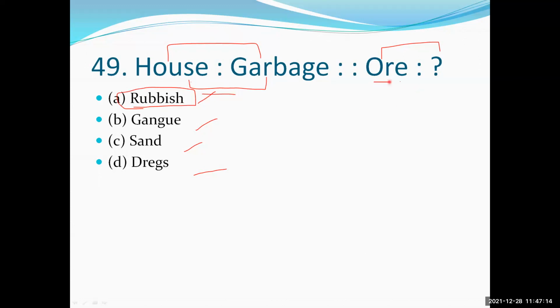So ore is a kind of mineral that people extract from ore. So after extracting all minerals, whatever the leftover, remaining part is there, that's called gangue. So therefore option B is answer here. Okay, sand, we all know that sand is useful. Dregs is of chemicals. If something is in liquid or chemical and something is left at the bottom of the chemical bottle, that is called dregs. But here we are talking about ore, so for ore it will be option B, gangue.